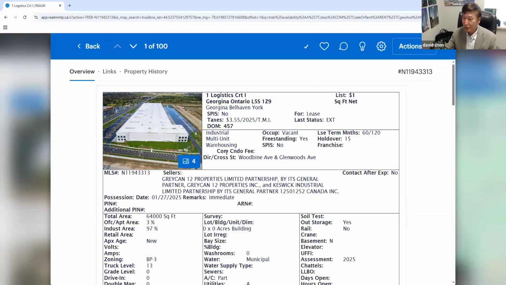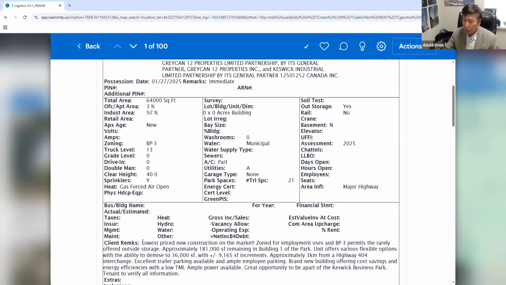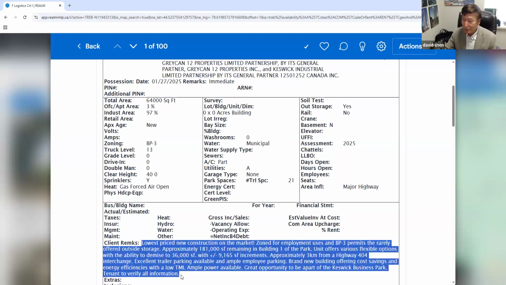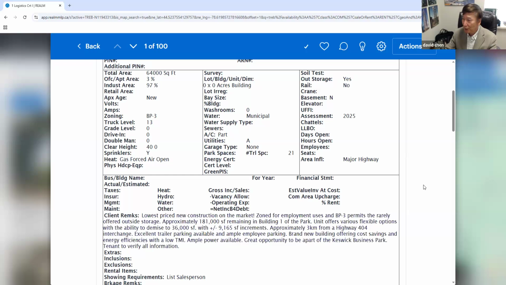Let me see the other issue here. The other issue is you look at the client remarks. Sometimes you see they spell out everything in there. So if something is really good for your client, just go ahead. If not, it's different. So they tell you everything here. As a listing agent, of course, whatever you want other people to know, you need to write down in the client remarks here, okay?